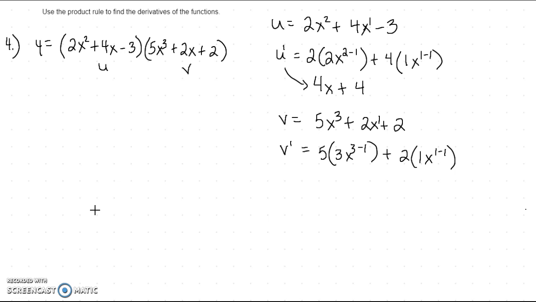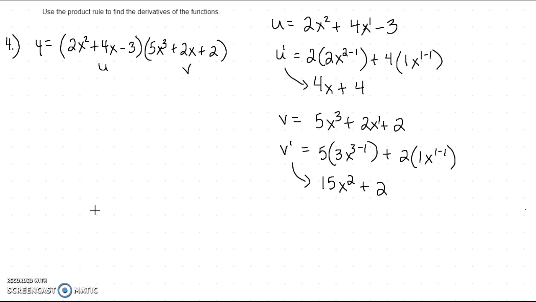We just need to simplify this. So 5 times 3 is 15. And this time we have x squared because 3 minus 1 is 2. Plus 2 times 1, which is 2. And again here we have x to the 0 power, which is just going to be 1. So that just leaves us 2 there at the end. So the derivative of v happens to be 15x squared plus 2.